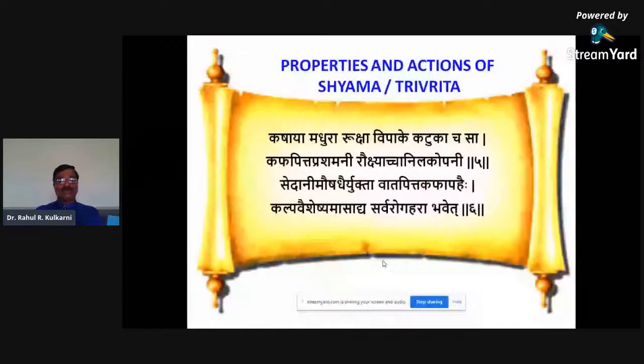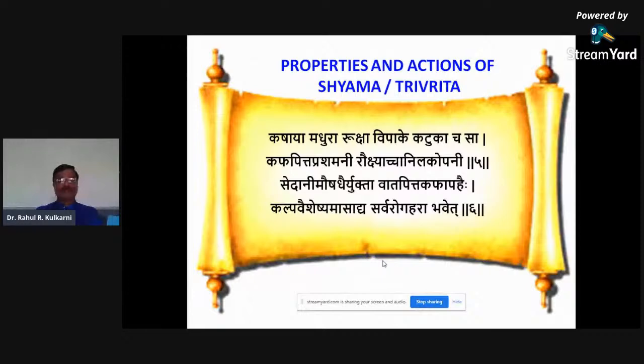Kashaya Madhura Ruksha Vipake Katuka Cha Sa Kapha Pitta Prashamani Raukshya Cha Anila Kopani Cha. Where we speak about this Virechana Kalpa, all the guna karmas have been explained in the first chapter of this Kalpa sthana: Ushna, Tikshna, Vyavayi, all the factors. But added to that, here he says Kashaya Madhura Ruksha Vipako Katuka Cha Sa. The properties are Kashaya, Madhura Rasayukta, Ruksha Guna, and Katu Vipaki in nature.